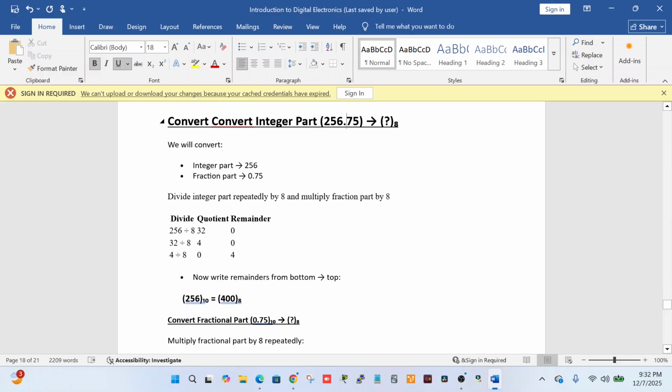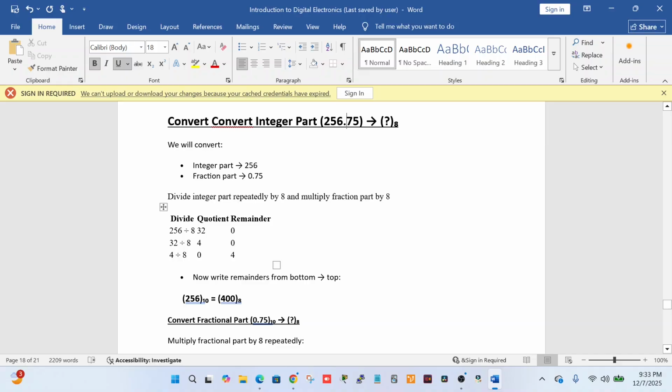Here, 256.75. Let's take the integer part first. The integer part is 256. If you divide 256 by 8, the quotient is 32. Again you have to divide this quotient by 8. If you divide 32 by 8, the remainder is 0, and the quotient is 4. You cannot divide 4 by 8, so the quotient becomes 0.